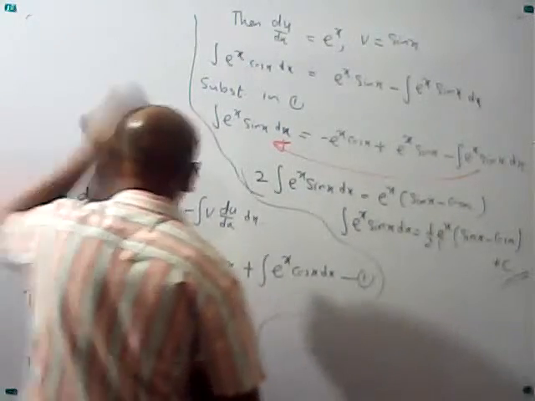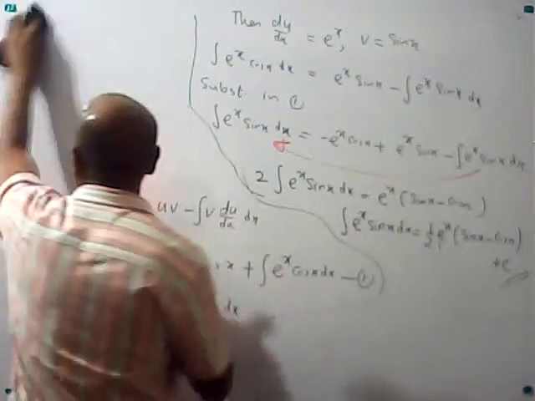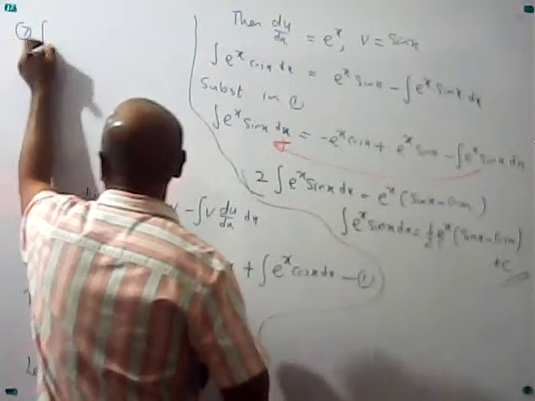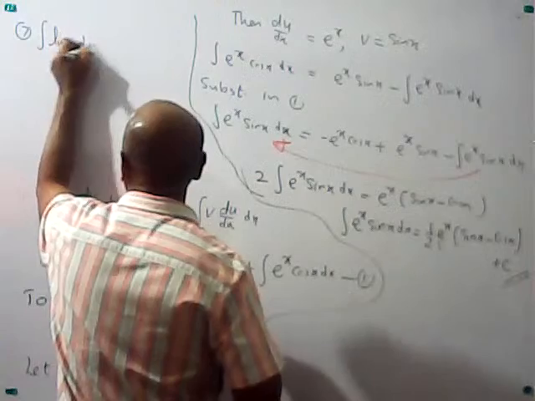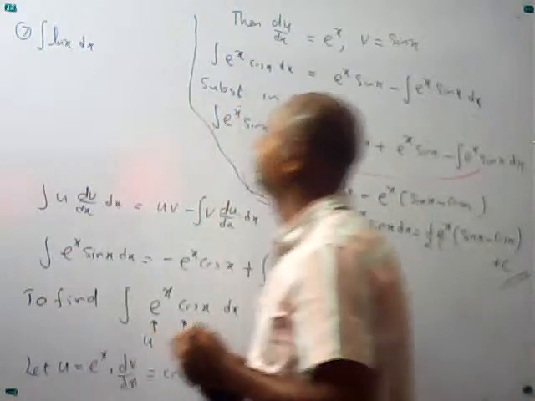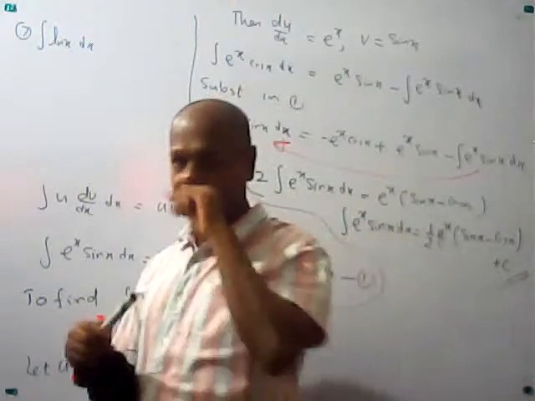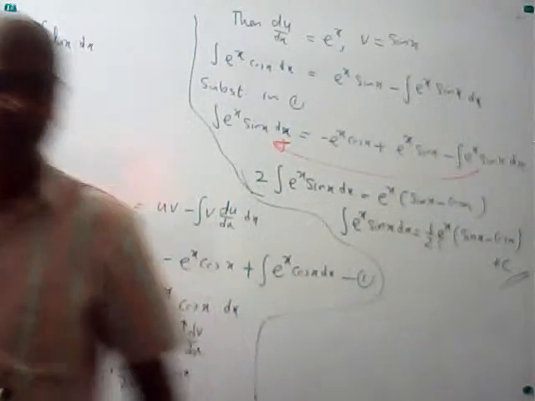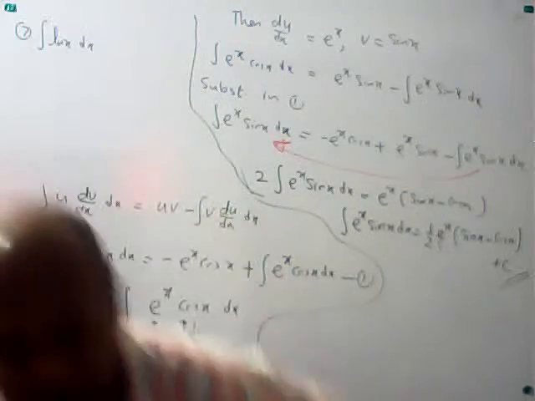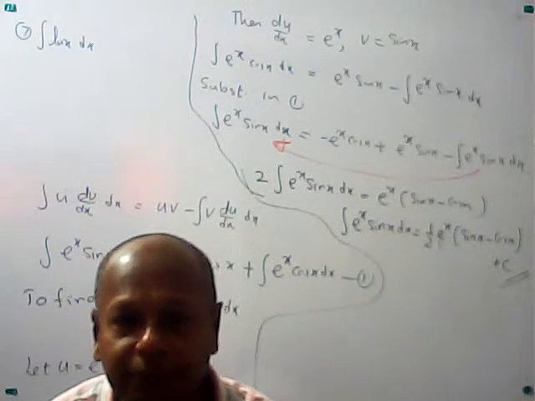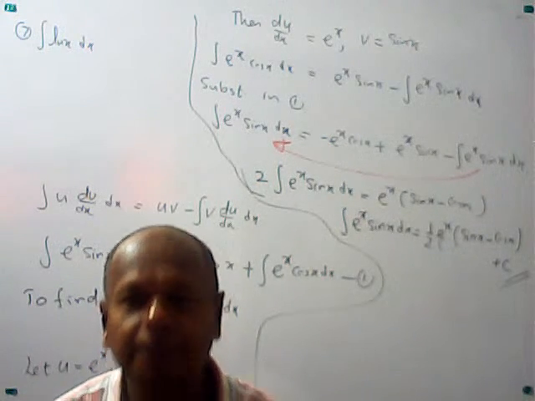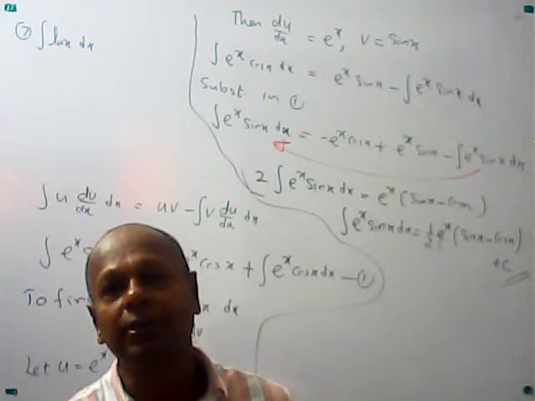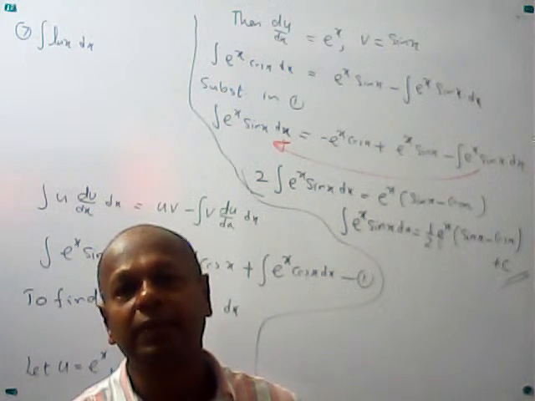Number 7. Integral of ln x dx. Integral of ln x dx. Number 6, how we finish it finally. What we have done finally in number 6.